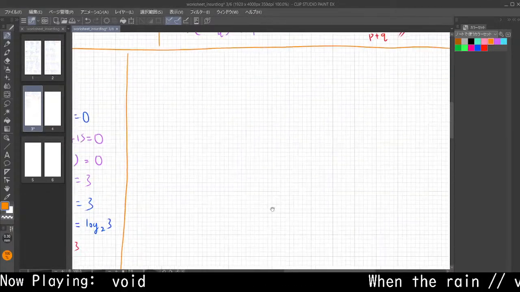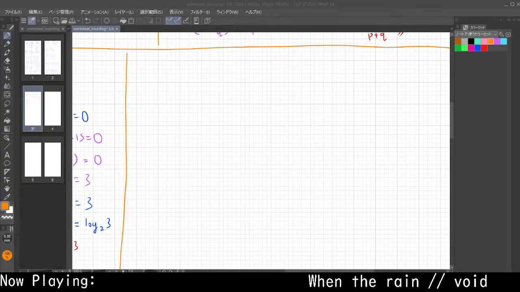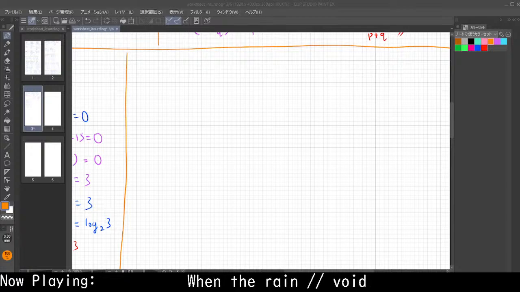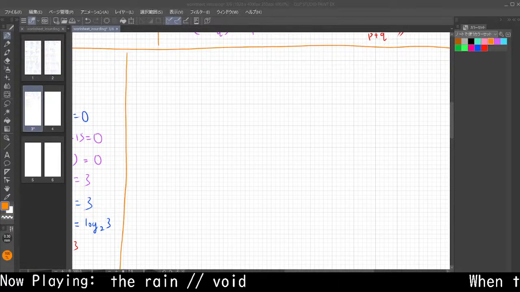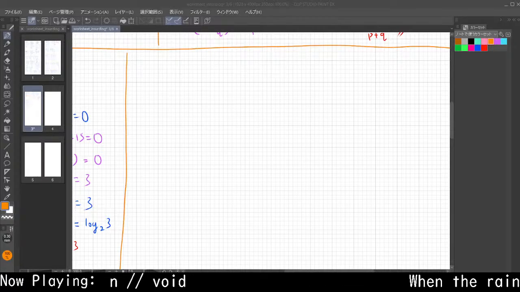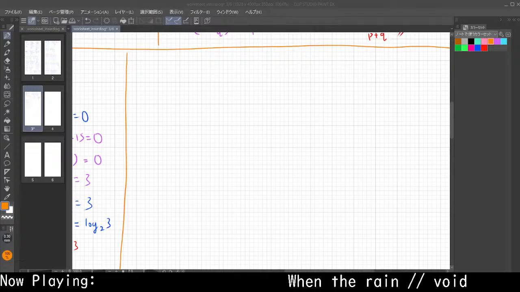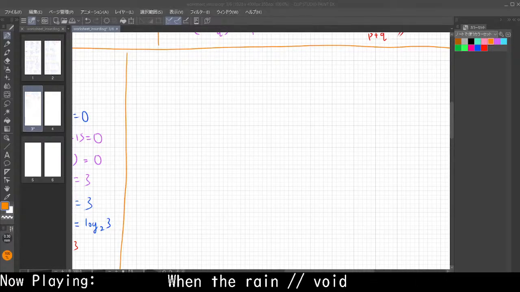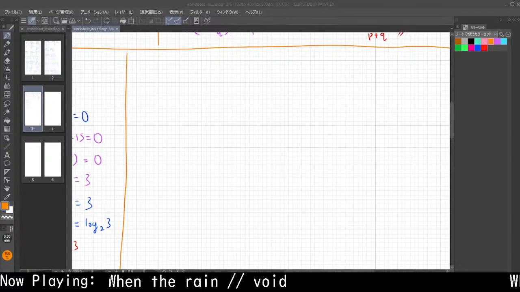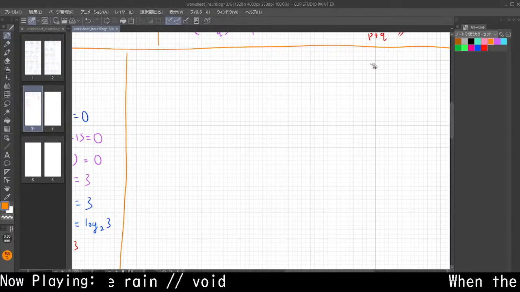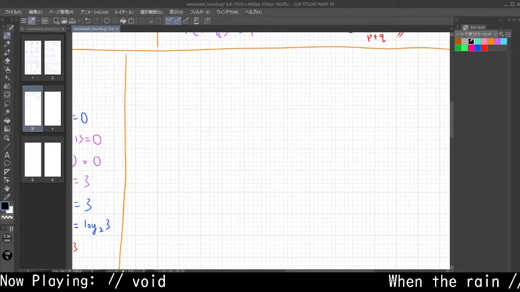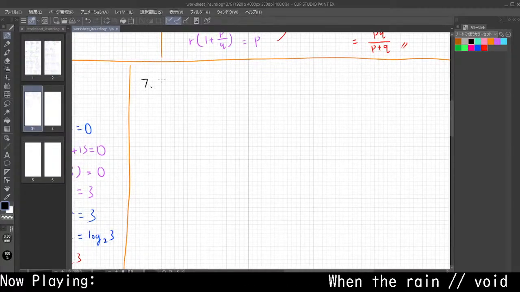Next, question 7 enters the portion for surds, and evaluating values like these is quite important. So what you want to do is know how to do them, obviously. Let's go through this a bit. Okay, 7a.